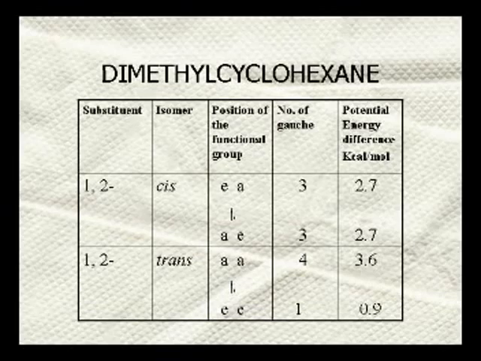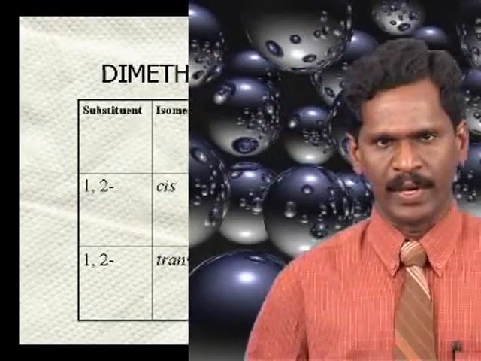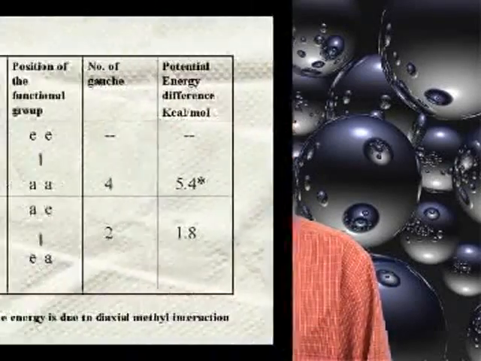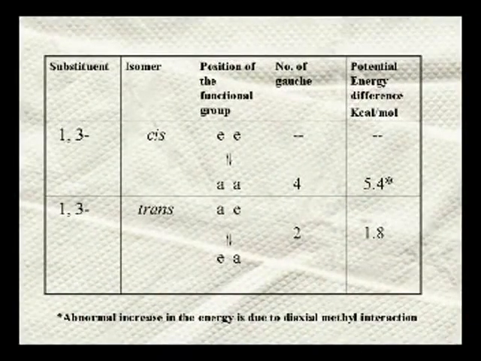Next, let me go to 1,3 disubstituted cyclohexane. First, let me start with the cis isomer. As I mentioned earlier, the axial-axial or equatorial-equatorial combination is required for the cis isomer. As far as the equatorial-equatorial combination is concerned, the methyl groups are in the 1,3 position, so there will not be any repulsion at all. So in this particular case, the equatorial-equatorial combination is the stable conformer for 1,3 disubstituted cyclohexane.